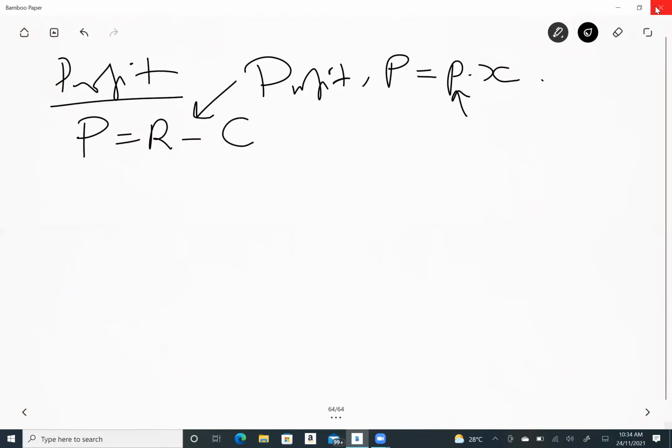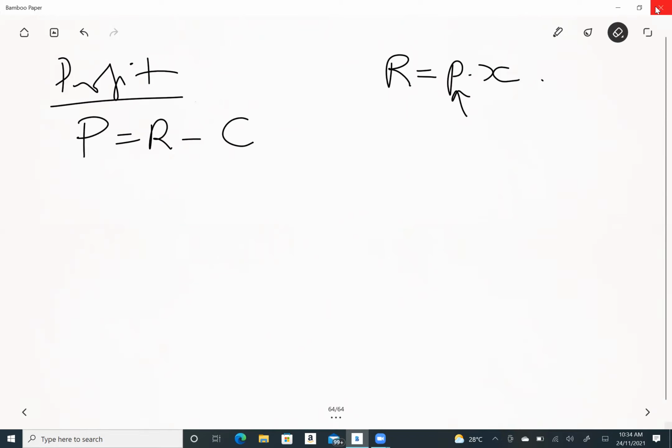P times X is equal to revenue. So that is the right thing. So profit is equal to R minus C, where R is P times X. Now we have to differentiate two types of market.